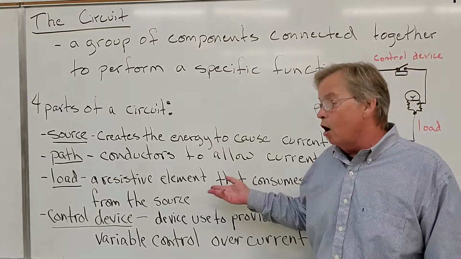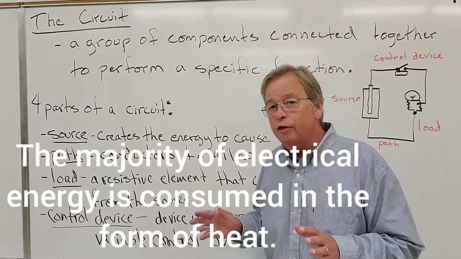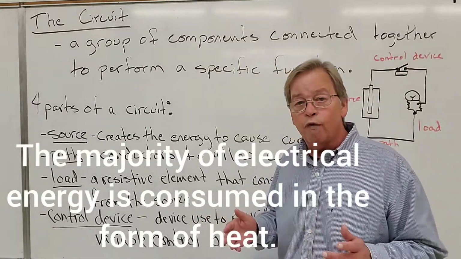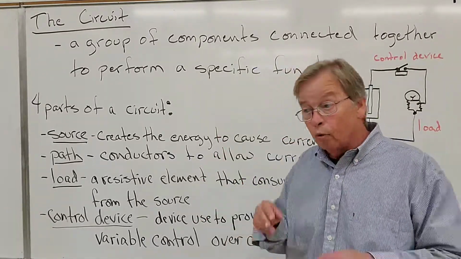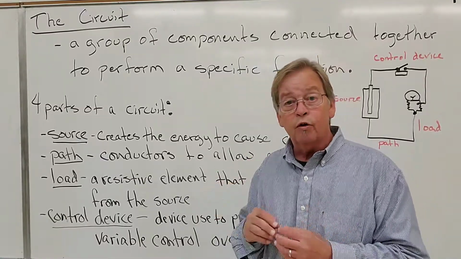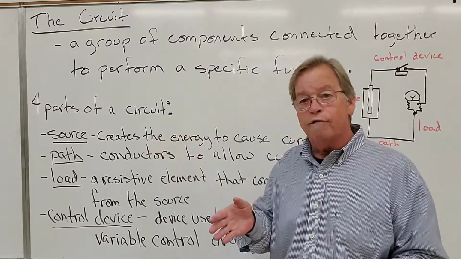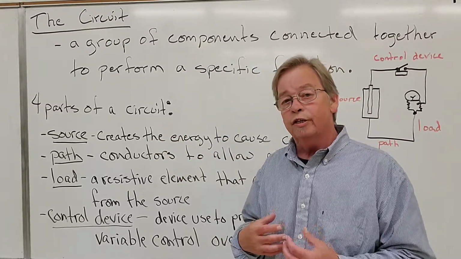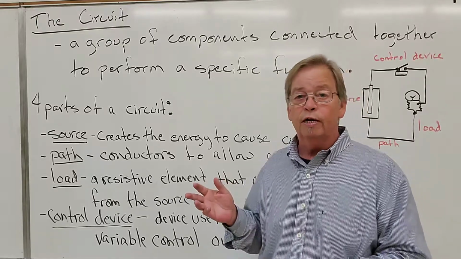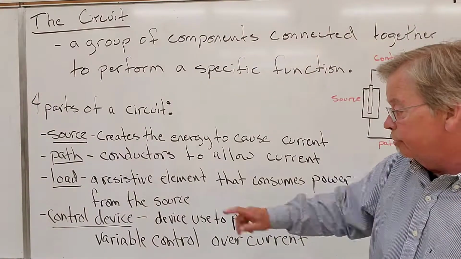But it also consumes the energy from the source itself. Not all energy, but the majority of electrical energy is consumed in the form of heat. I'm just throwing this in there right now. When I have that many electrons trying to slam through a little bitty hole, they slam into each other. We get friction. This friction creates heat, and that heat is radiated away from the device or component. So as current flows through a resistance, the resulting friction creates heat, and that loss of heat is the loss of electrical energy. Beyond that, a load is the resistive element that consumes the energy from the source.